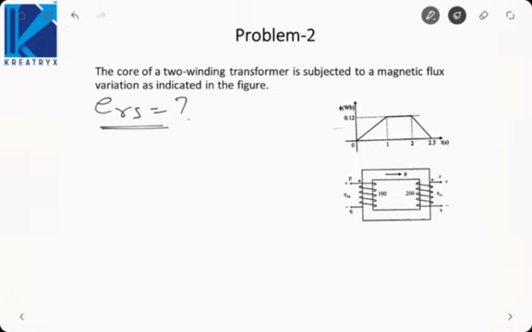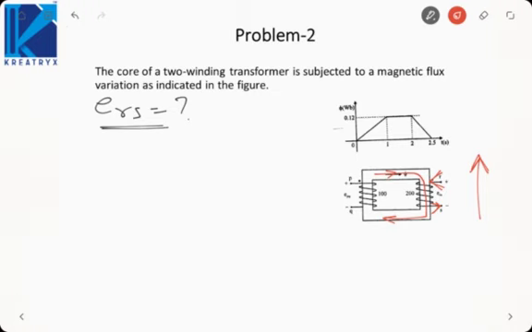Now, if you see, the flux going into the core of the transformer is something like this. Now I know the secondary flux should oppose primary flux. So secondary flux should be upwards. For having the flux upwards, the current direction should be like this.